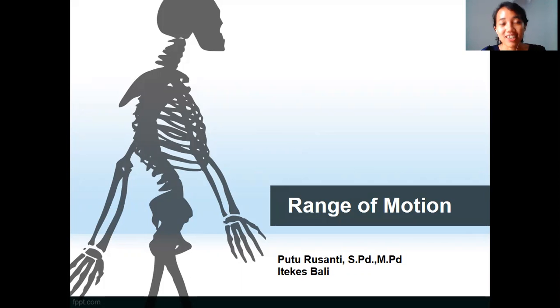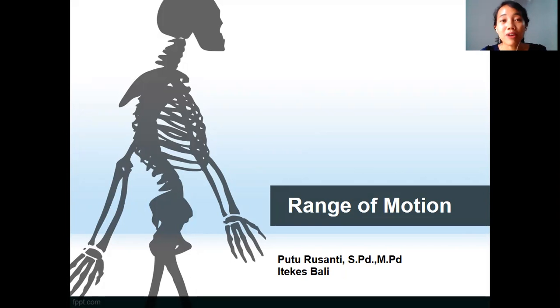For today, I would like to give you a topic in English for nurses that is about range of motion. Before I start the material, let me introduce our purpose of this study. The first is you will know about types of range of motion. And the second one, you will know how to make sentences so you can give instructions to the patient by using some words.